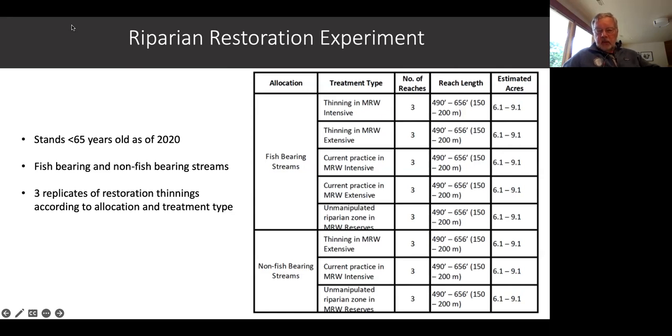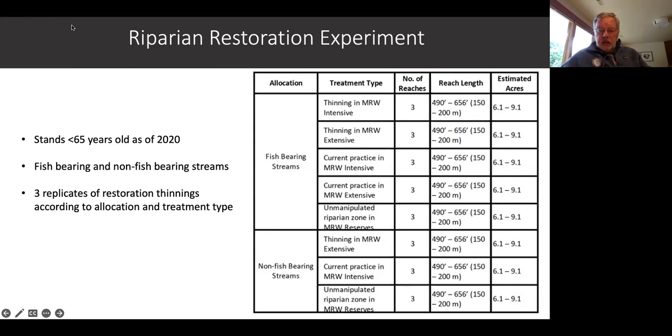We approached it this way in part for the HCP, because again, of the novelty of proposing to do restoration work within the entirety of the designated riparian areas. NMFS was a little skeptical of that. So this is the approach we're trying to lay out to deal with this.